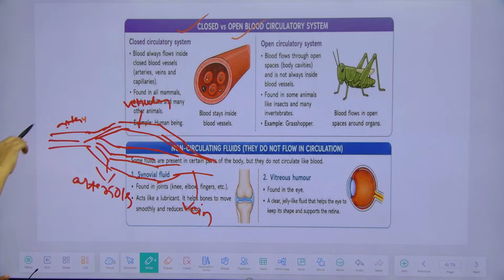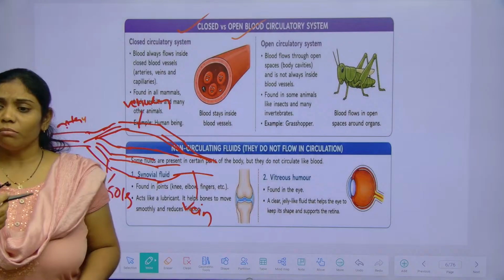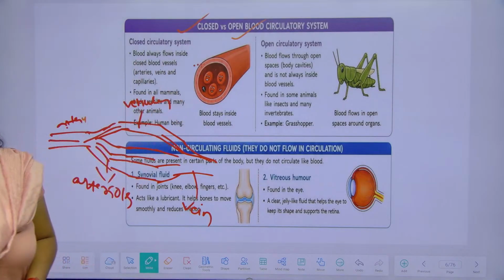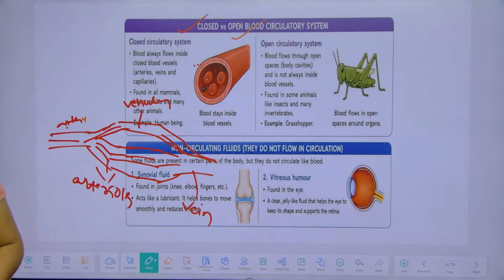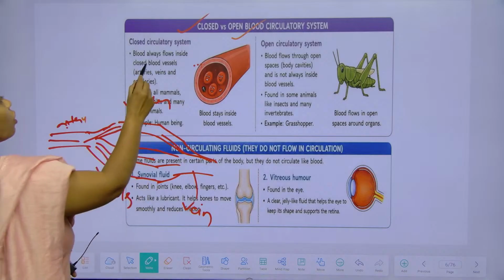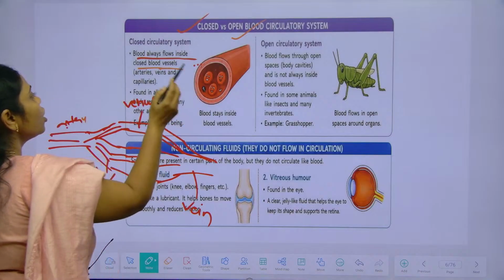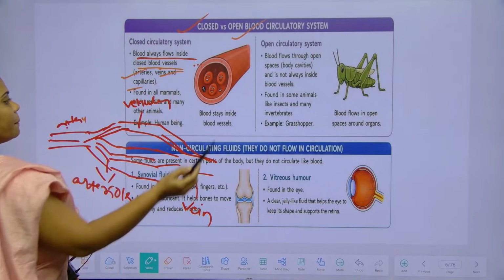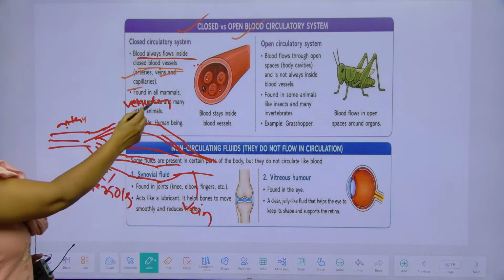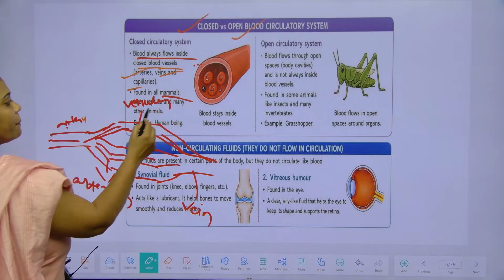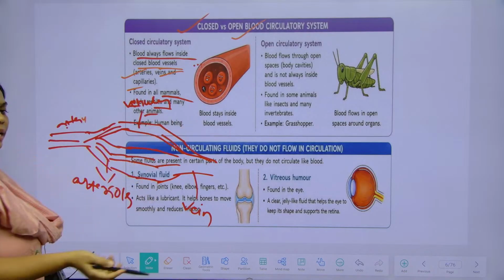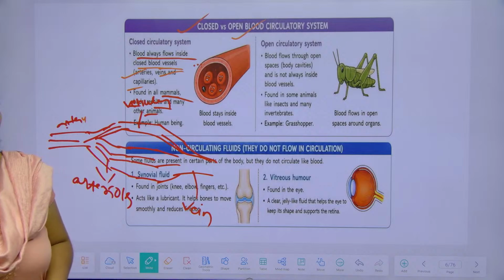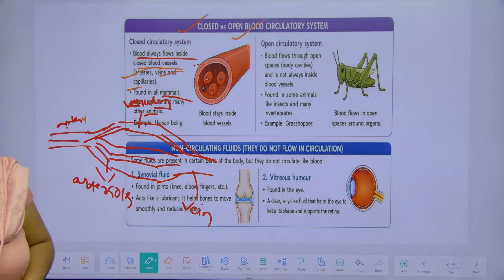So, is there any chance for blood to come out of the blood vessel? No. So that is why our circulatory system is what? A closed type of circulatory system. Here, blood always flows inside closed blood vessels, that is, arteries, veins and capillaries. Mostly we find this kind of closed circulatory system in mammals, birds, reptiles, and in all other kinds of terrestrial organisms.